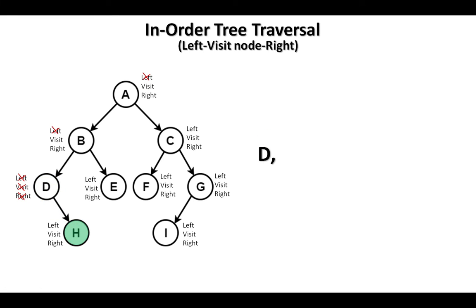Reaching H, we attempt to traverse its left. Since it has no left child, we cross mark left from the list and print its value and try to traverse its right, which is also empty, so we cross mark right from the list and move back to D. Back on D, we find all steps are completed for this node, so we head back to B and print it. Now we are ready to traverse its right.